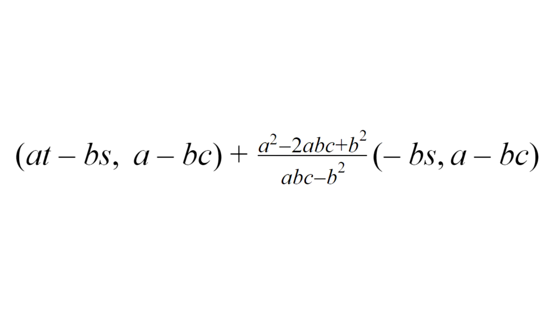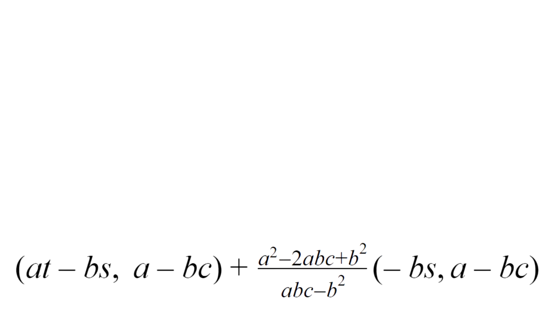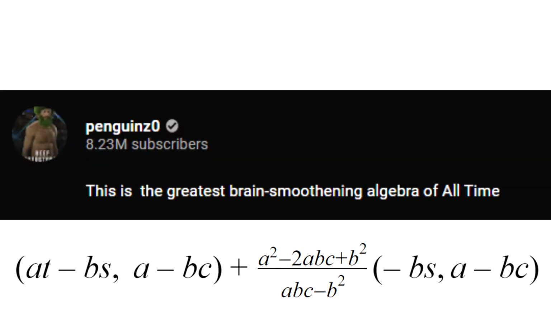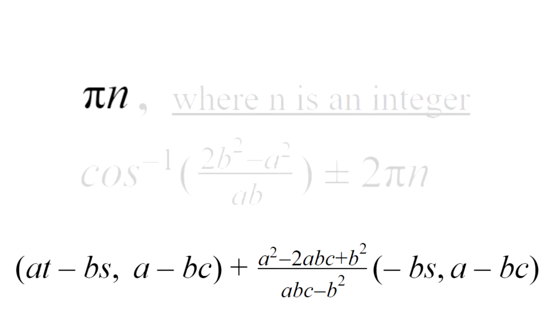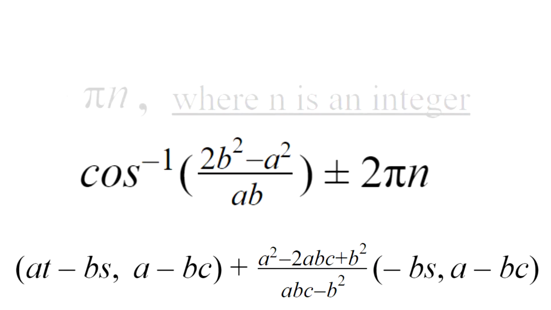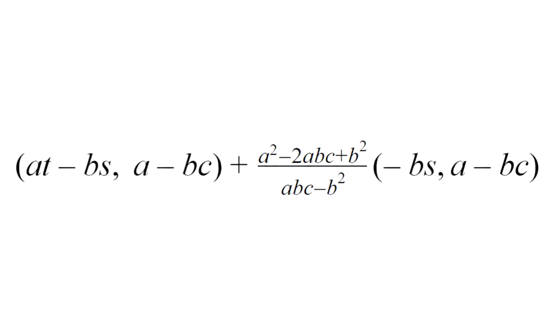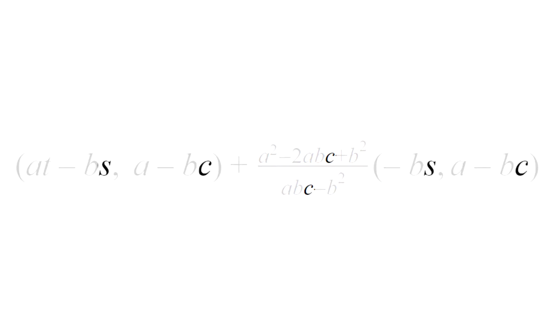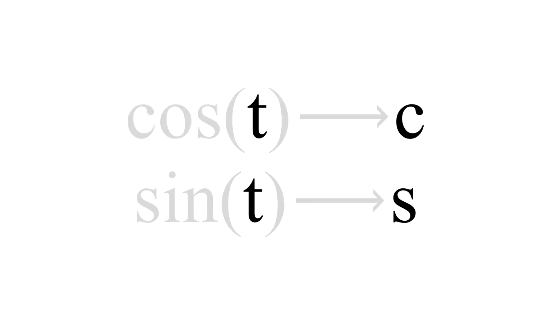What follows after this part of step 3 is the greatest brain smoothing algebra of all time. This is where we plug each painful solution we had in step 2 to that one t in the parameter and every c and s of the whole thing, which also have a t.